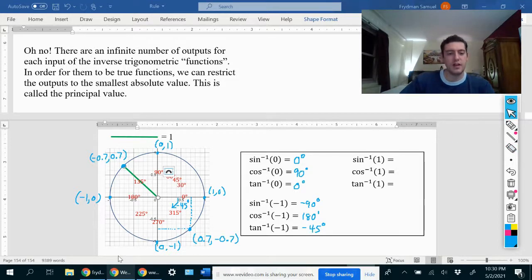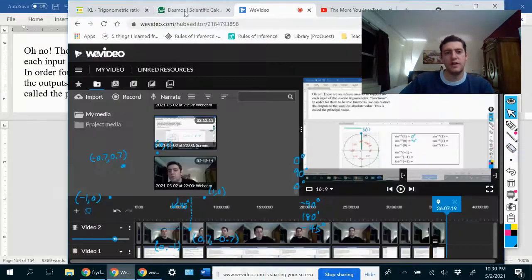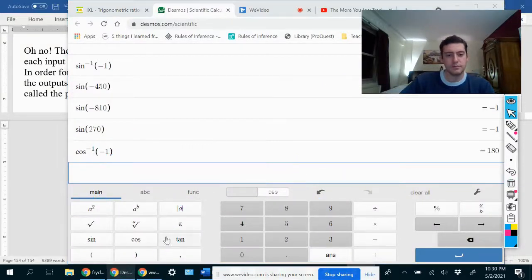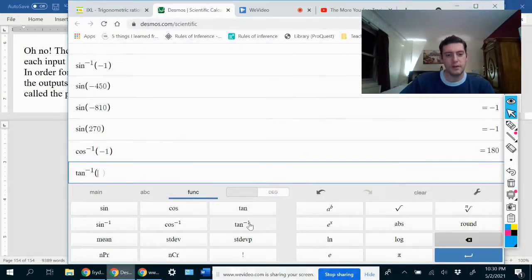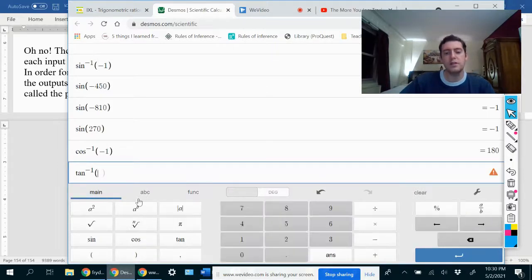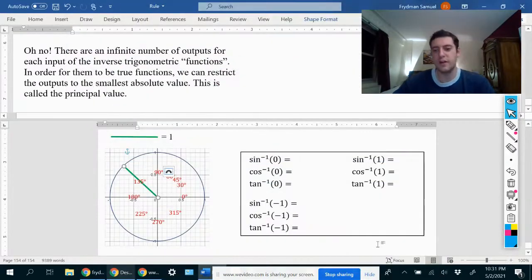And if we were to go to a calculator here and try to find the inverse tangent of 45 degrees, oops, sorry, the inverse, I got scared there for a second. We don't want the inverse tangent of 45 degrees. Okay, we want the inverse tangent of negative 1. It will give us an answer of negative 45 degrees, not 135 degrees, because the absolute value of negative 45 is smaller than the absolute value of 135.